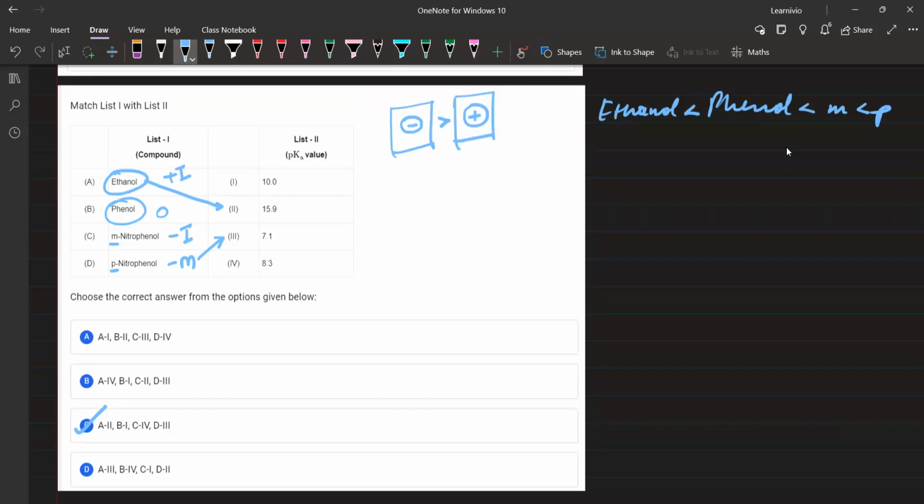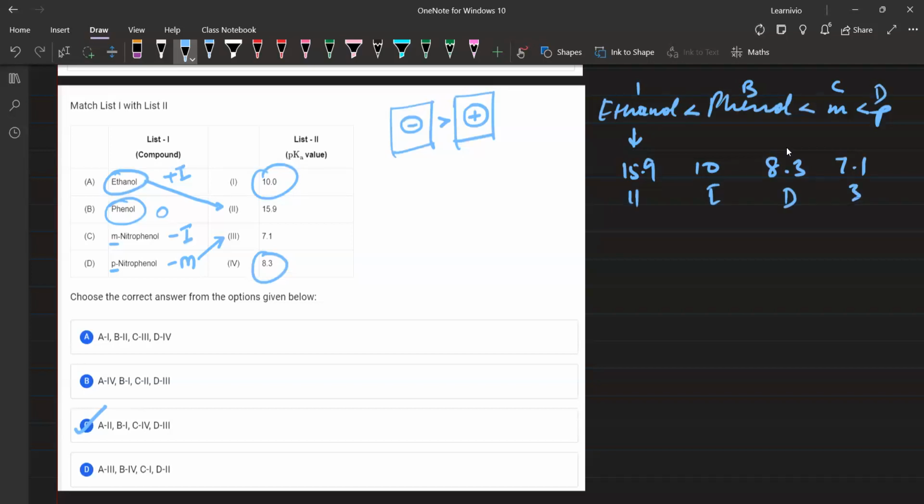So you can arrange this. For ethanol we have 15.9. What is after 15.9? We have 10, so you will have 10. Then what is next? You have 8.3 for m, and then 7.1. So ethanol is 1 and 15.9, it is A. Phenol is B, 10. And then m is C, and p is D.